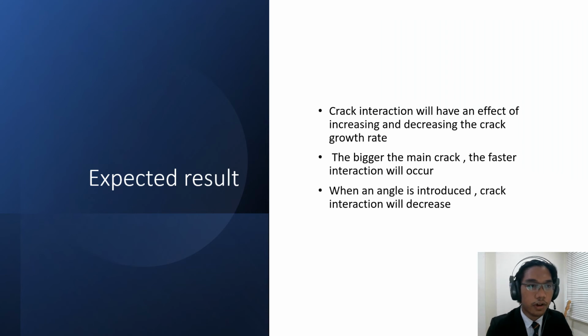Since I don't have all of the data to make a conclusion, my expected result is that the crack interaction will have both an increasing and a decreasing effect on the growth rate. Aside from that, I think the bigger the main crack, the faster the interaction will occur. And lastly, when an angle is introduced, I think the crack interaction will decrease, which means that the growth rate will also decrease.